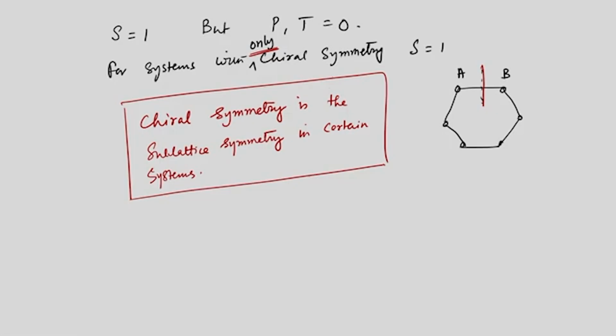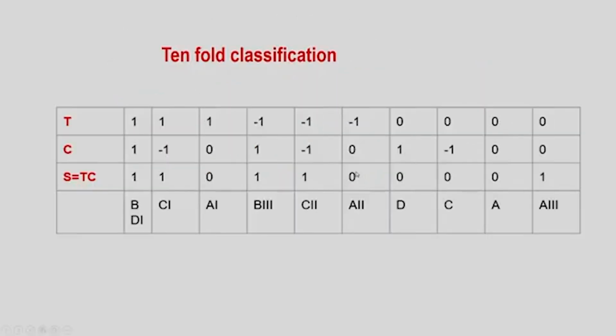So let me look at the table that sums up this 10-fold classification. Now you see that T is the time reversal symmetry, C and then S. So S is chiral. Let me write it. T is time reversal. Once again, C is particle hole or charge conjugation. So we can write both, or charge conjugation.